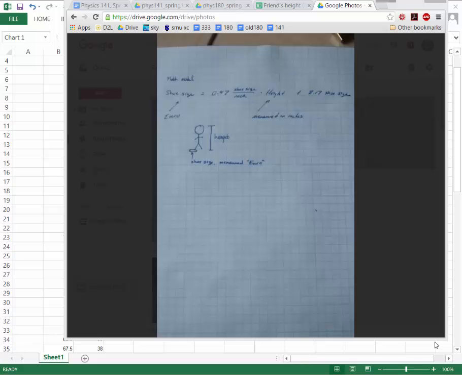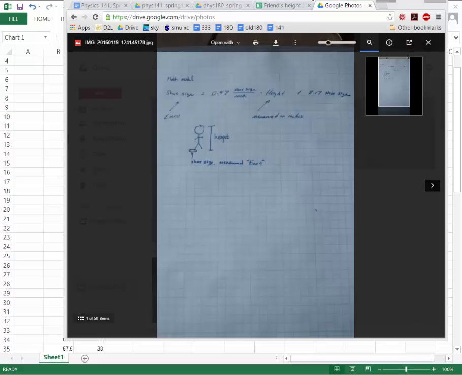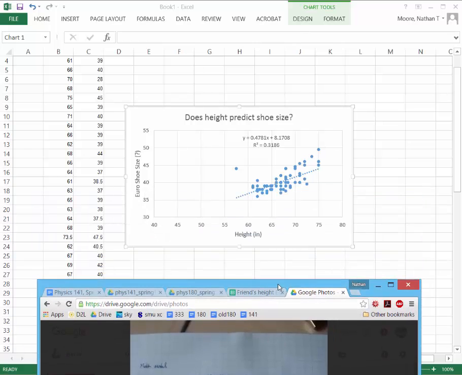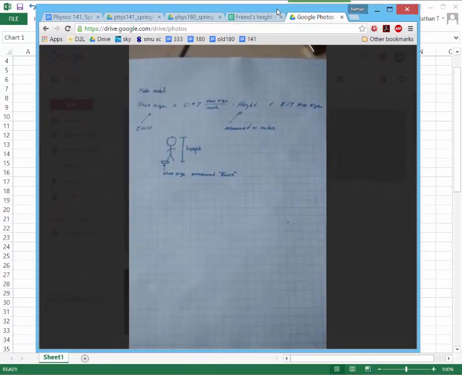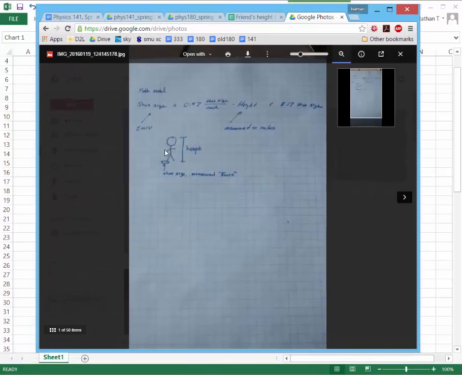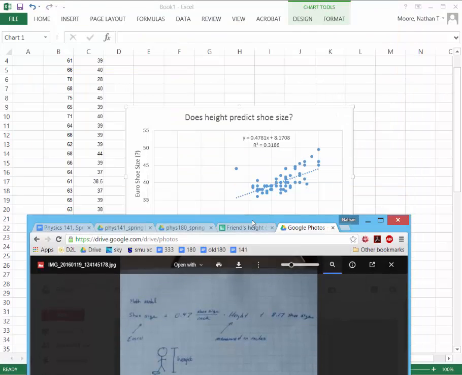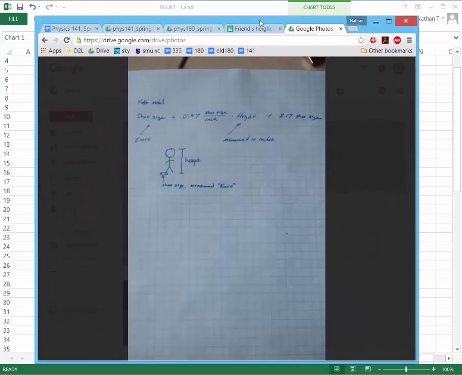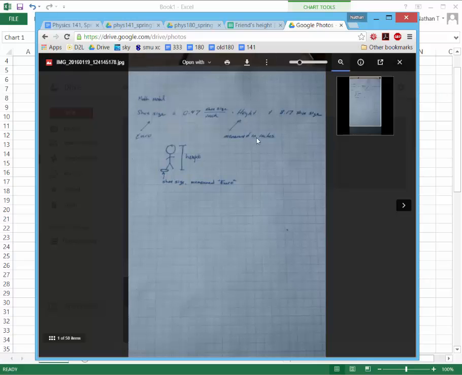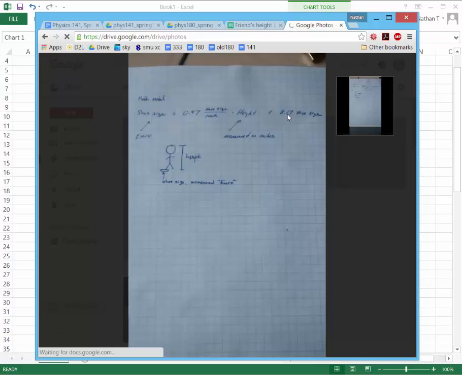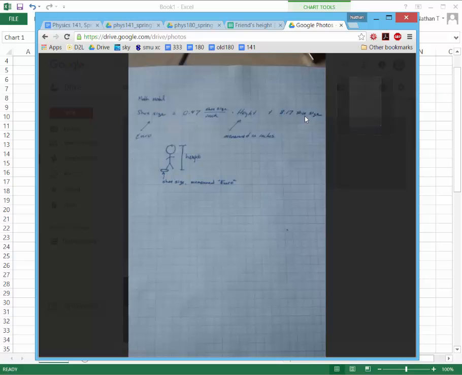So here's a little bit more. As I showed you before, there's this graph in Excel. Here's how I would turn that into a real description of the world. So shoe size equals 0.47, and 0.47 has units, shoe size per inch. And then the variable that's horizontal is height. Remember? So height measured in inches plus 8.17, and that's shoe size units, I guess.